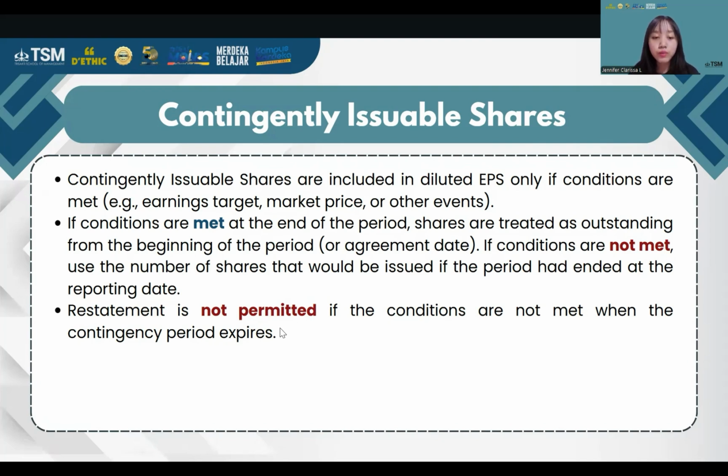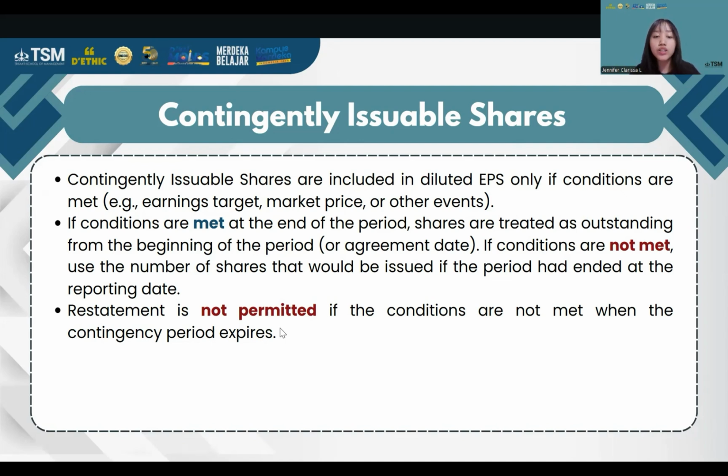Next one is contingently issuable shares. Contingently issuable shares are shares that a company may issue in the future, but only if certain conditions are met, for example performance targets like revenue goals or earnings goals. If the conditions are met at the end of the period, shares are treated as outstanding from the beginning of the period. If the conditions are not met, use the number of shares that would be issued if the period had ended at the reporting date.